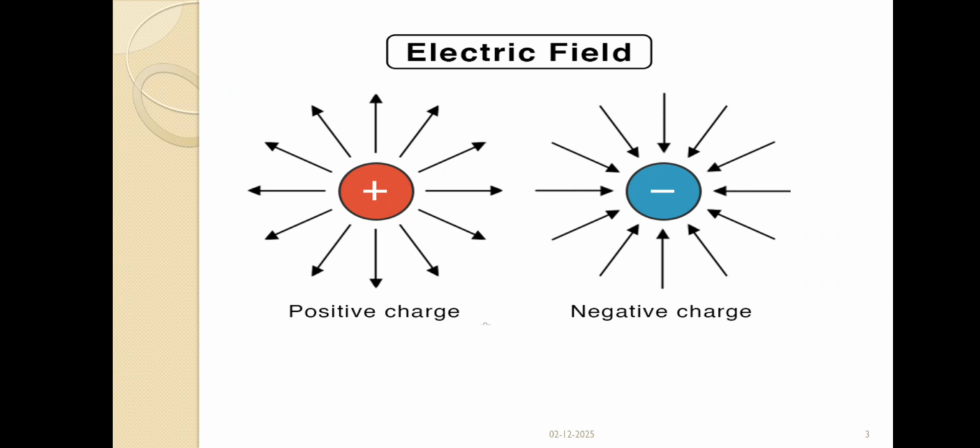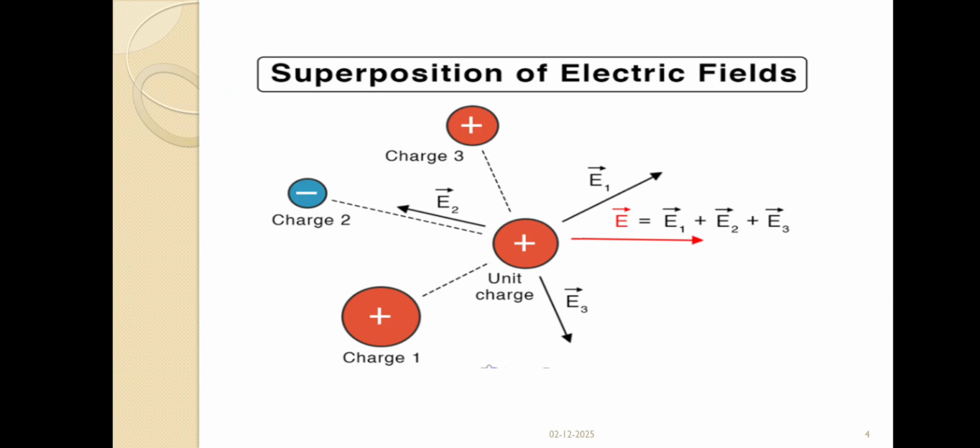Here the electric field does not vary with respect to time. It is invariant, so it is called static electric field. Suppose the electric field is varying with respect to time, it is called dynamic electric field. Today we see about static electric field. The charges at rest can produce the field, that is called static electric field.